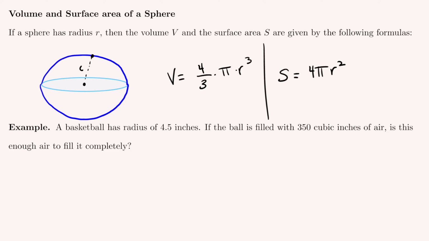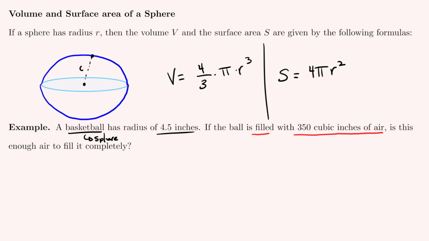So here we're told a basketball, which when we think of basketball we should think of sphere, has a radius of 4.5 inches. If the ball is filled with 350 cubic inches of air, is this enough to fill it completely? Now let's think about what we've been given here. 350 cubic inches of air, and they filled it.